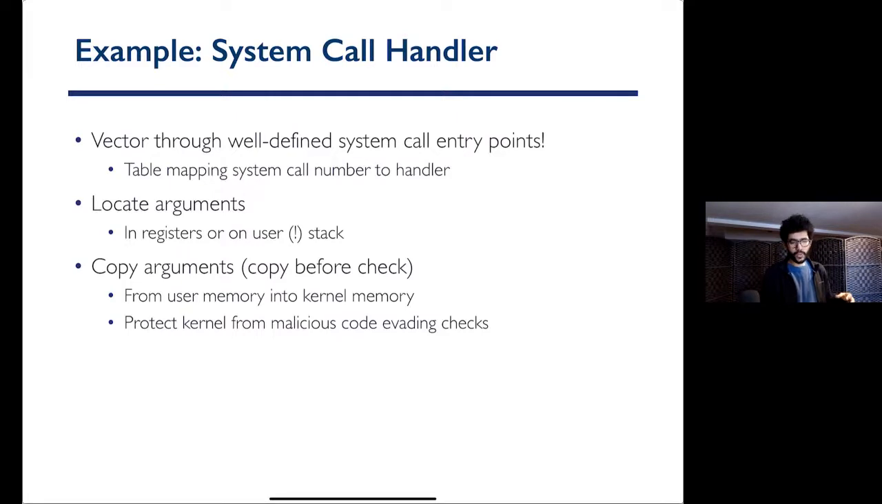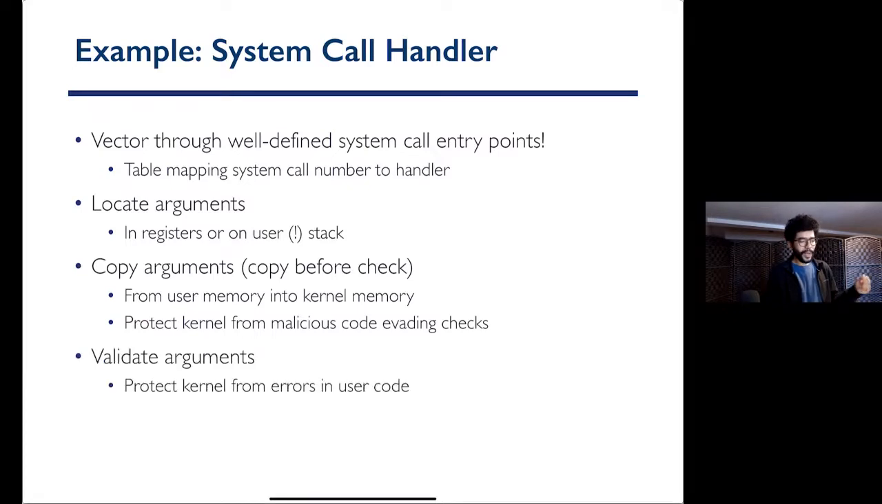So to avoid this, we just copy it first, and then we check it. So first we copy it, then we validate the arguments that are given, and then we call the system call, we handle the system call, and once the result is back, we copy it back to the user memory.